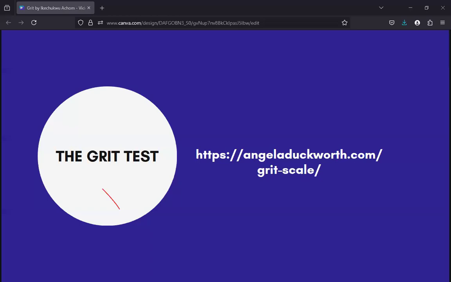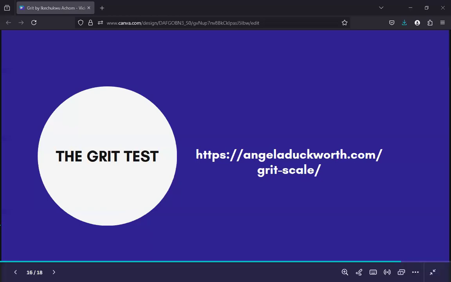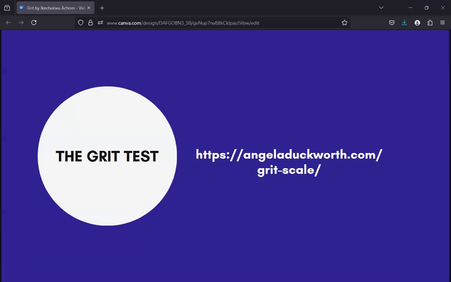So it's something we usually do. It's just for yourself. Go check your grit scale, see how many you score, and then figure out where you can actually improve, right?